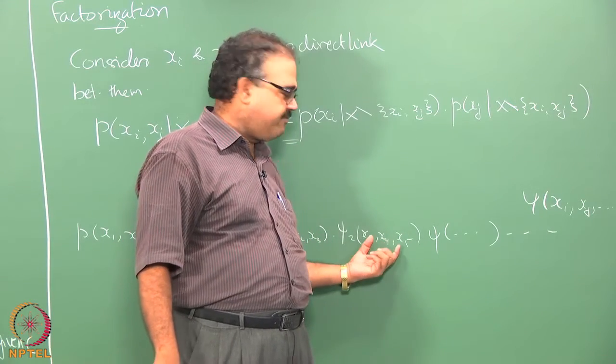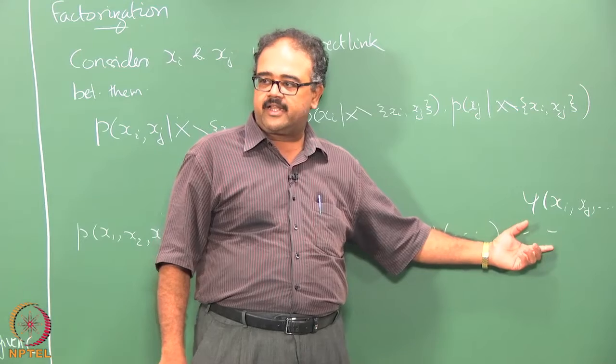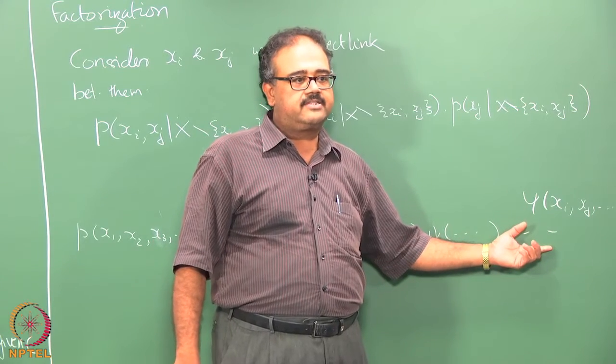So I cannot have a psi function in the set of factors that I write that has both xi and xj as arguments.